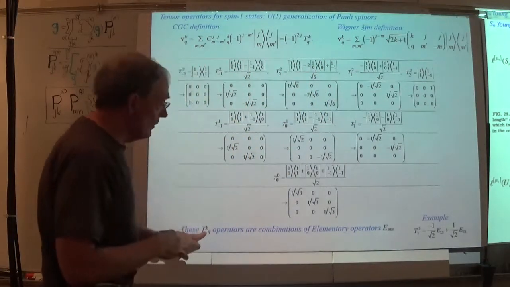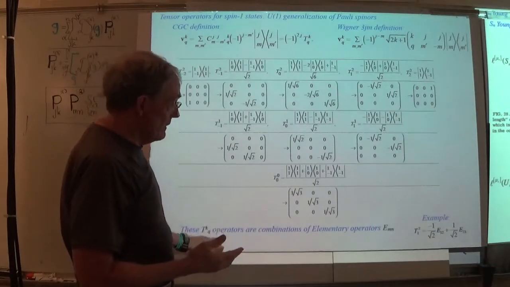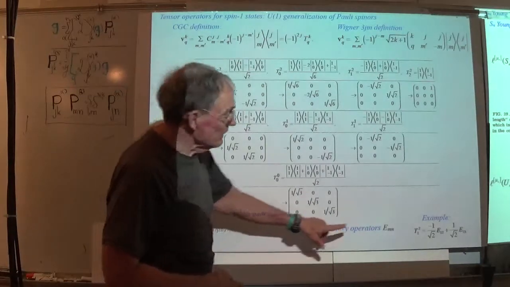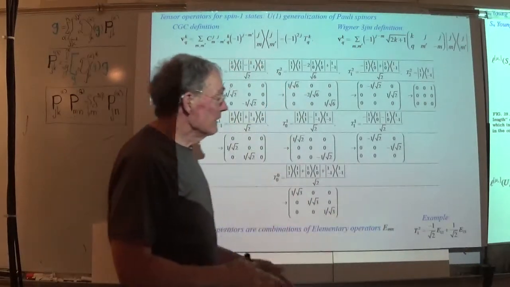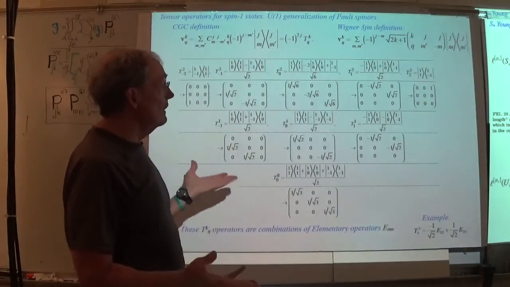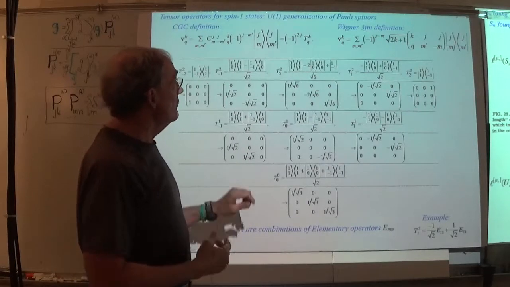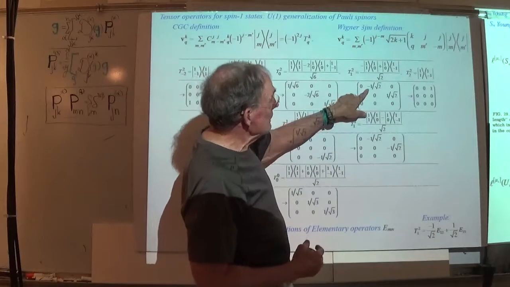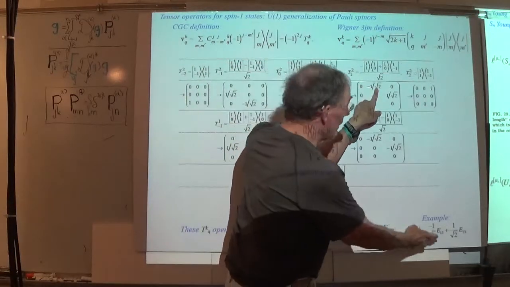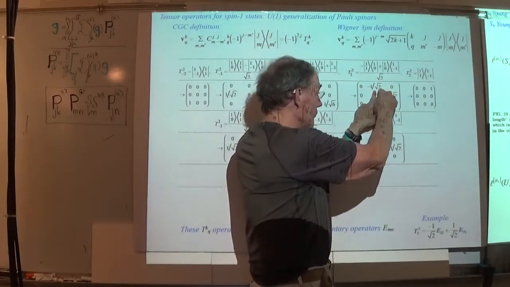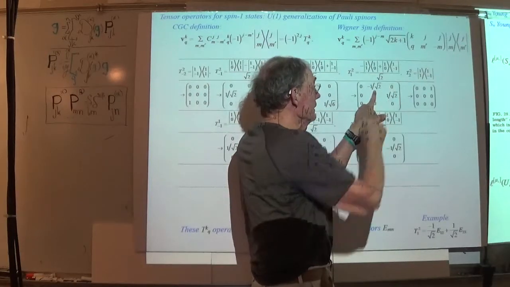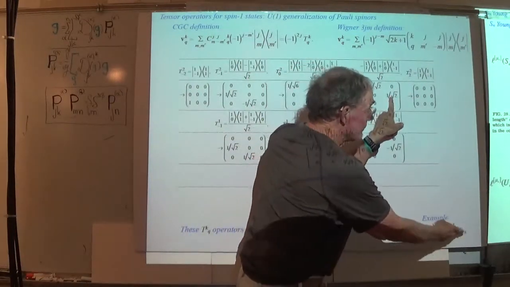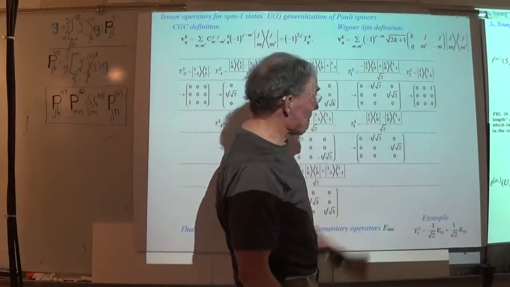These operators are obviously combinations of the elementary operators, A dagger A, but I'm just writing them E, M, N. Example, T21 is this guy right here. It's minus 1 over the square root of 2 times E, 1, 2. I'm going 1, 2, 3. And then plus 1 over the square root of 2 times E, 2, 3.